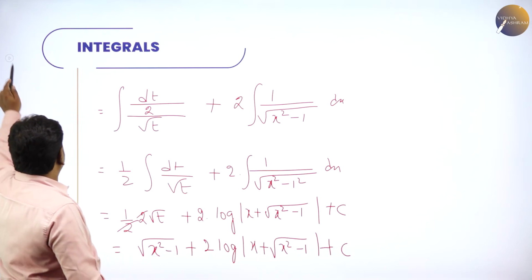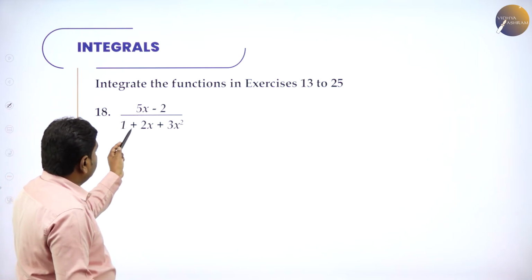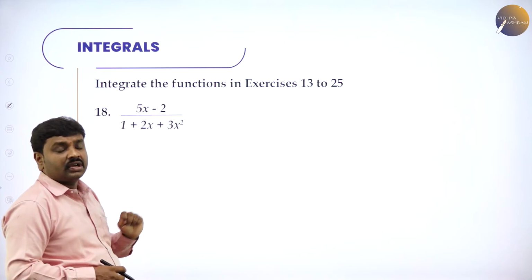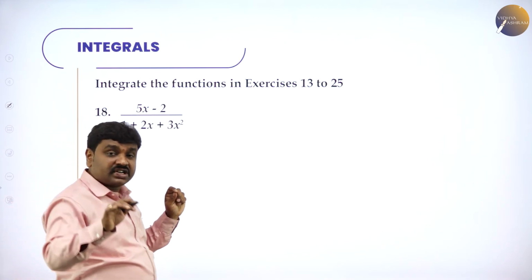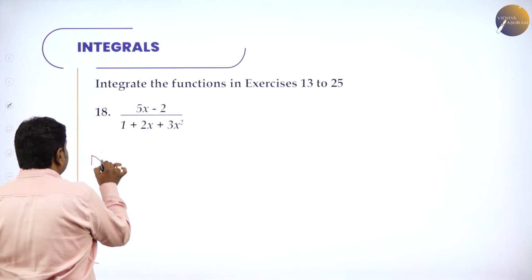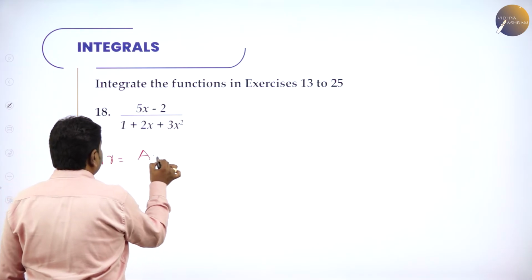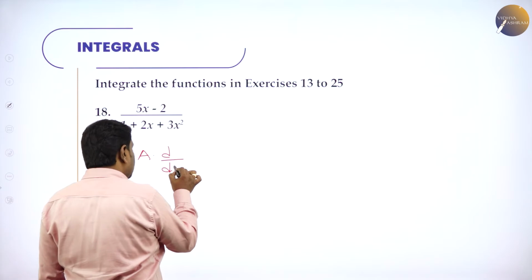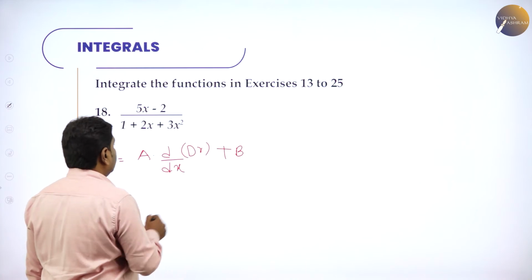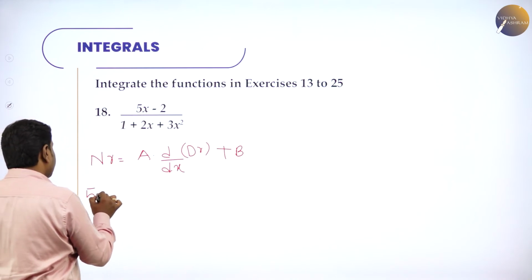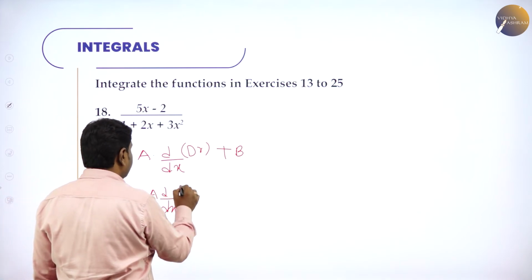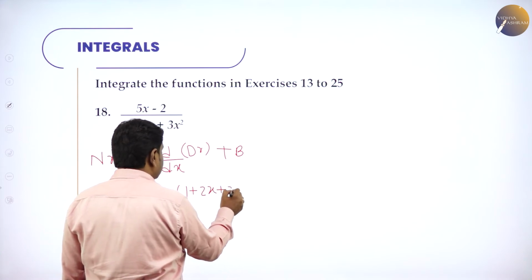Then we have the next problem, integration of 5x minus 2 by 1 plus 2x plus 3x square. See, now if I differentiate this, the derivative of 3x square is 6x, but I have 5x. If I take t as the denominator and differentiate, I will not get the numerator. So that's why we have a method. What is the method? The numerator can be written as a into the derivative of the quadratic present in the denominator, plus b. So 5x minus 2 can be written as a into d by dx of 1 plus 2x plus 3x square, plus b.